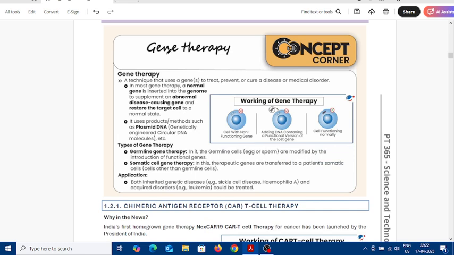Gene therapy is a technique that uses genes to treat, prevent or cure a disease or medical disorder. In most gene therapy, a normal gene is inserted into the genome to supplement the abnormal disease causing gene and restore the target cell to normal state.